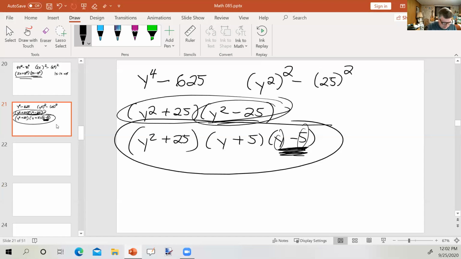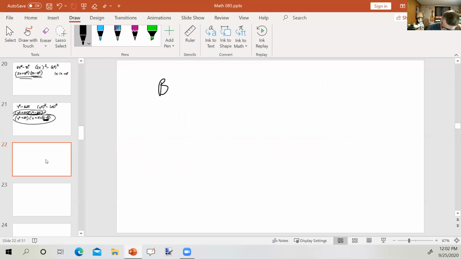Now, what about this? B squared plus 25. Well, that's not a difference of 2 squares. Here we've got the sum of 2 squares, right? Yes. But it doesn't factor. So this is prime.